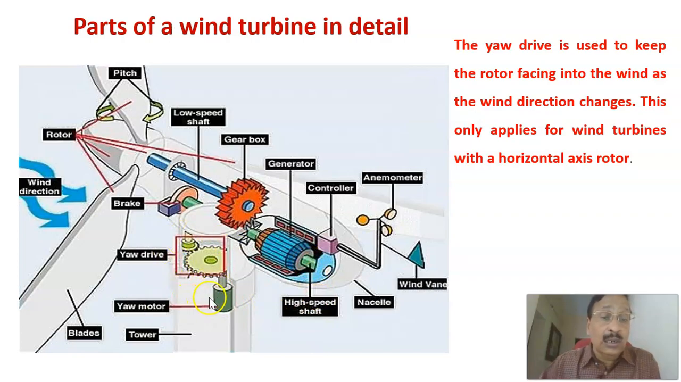And here there is a yaw control drive. This is the yaw control motor. It keeps the rotor facing into the wind as the wind direction changes, which is applicable to the horizontal axis rotor. Therefore, there is a yaw motor and yaw drive, and of course blades and tower. So the different parts are explained here in a little more detail, part-wise, for the parts of the wind turbine.